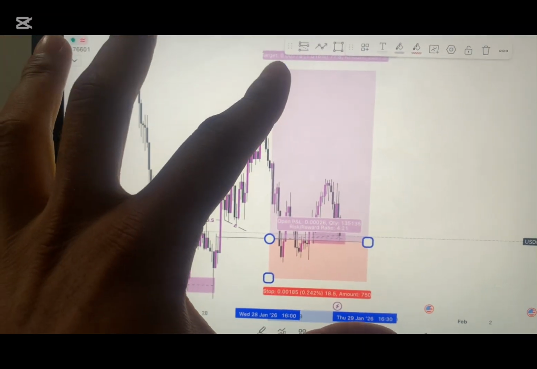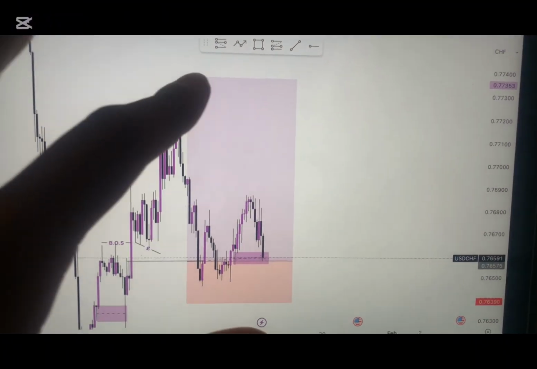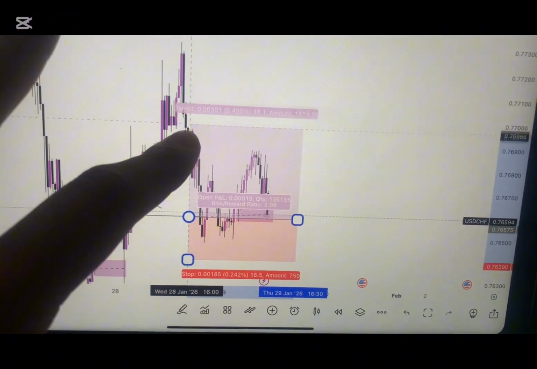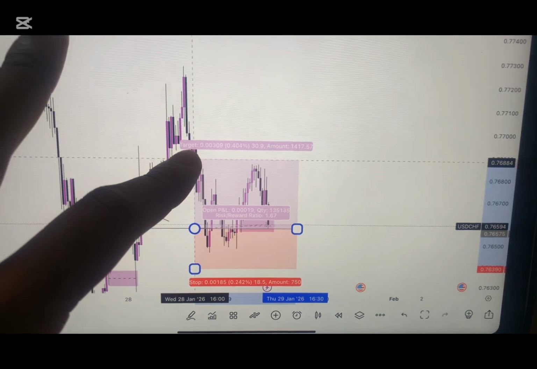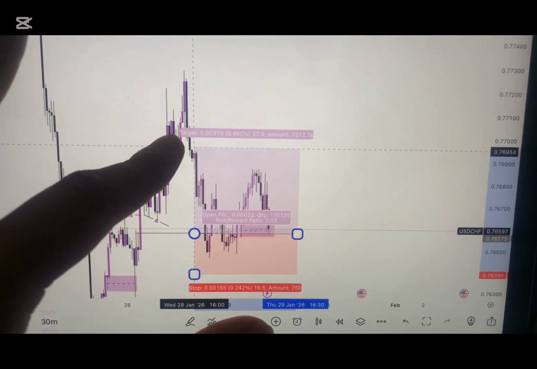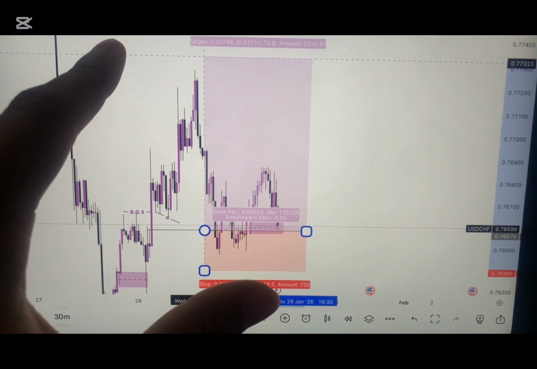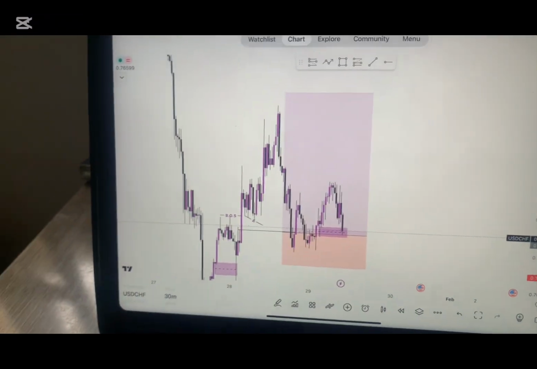Let me show you all. So it didn't get to my 1:2. It only went to about 1:1.6 thereabout. It didn't get to 1:2. If it had, I would have taken half of the position off and waited for it to run to full TP, 1:4. But then that is the update on the trade. So I'm still holding and hoping it will go back up. See you.